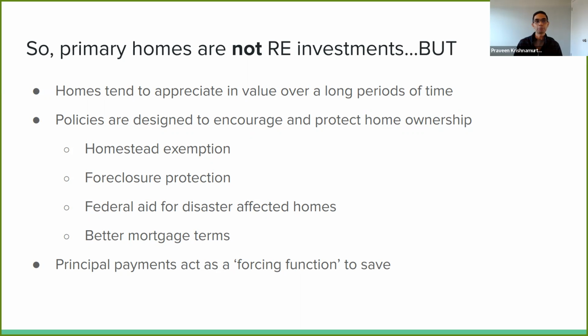And the principal pay down that you do as a part of your mortgage payment every month acts as a forcing function for you to save. It's a good habit to build, to save money. So it encourages you to do that. So all this means that there is value in primary homeownership, but it's also important to approach it with the right attitude that this is something that I will be paying towards before I realize any financial benefit right away.